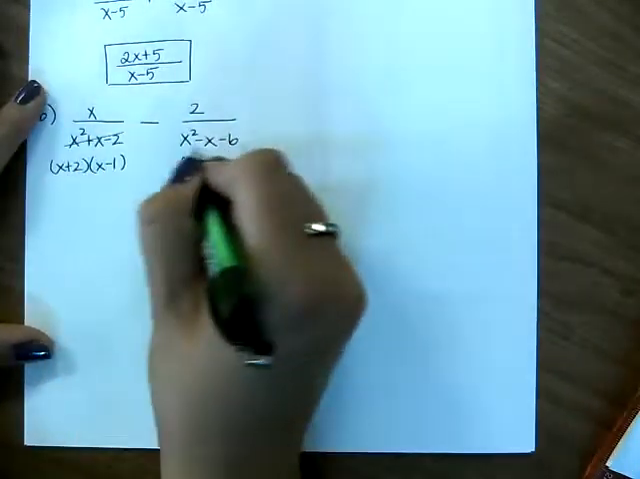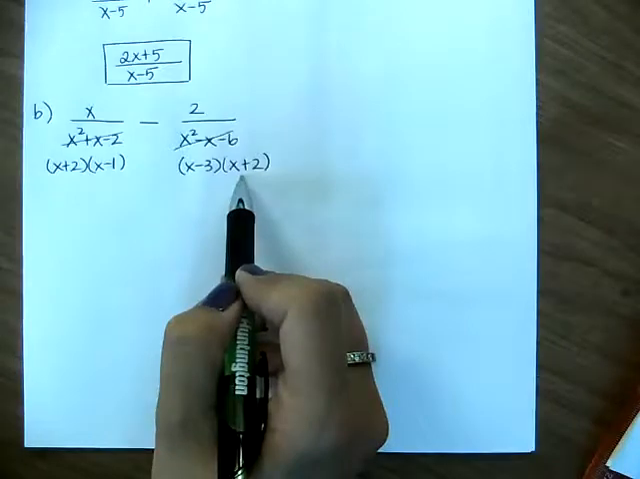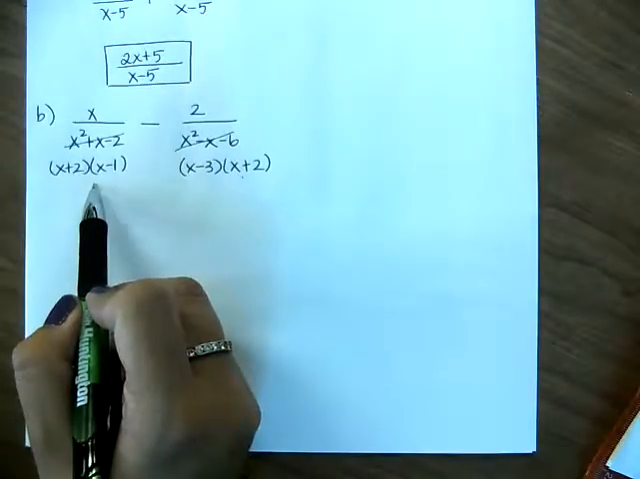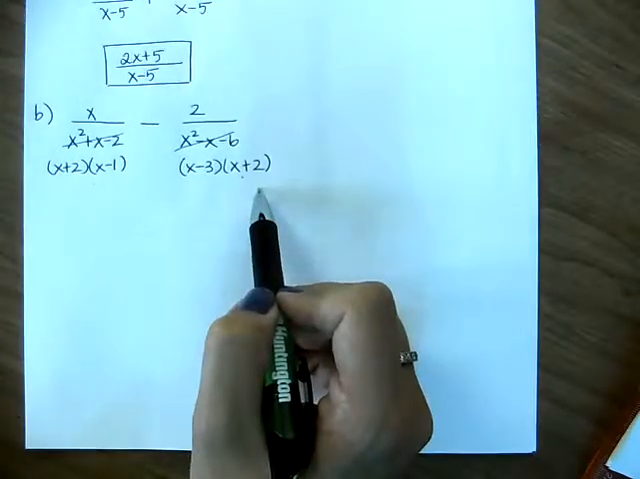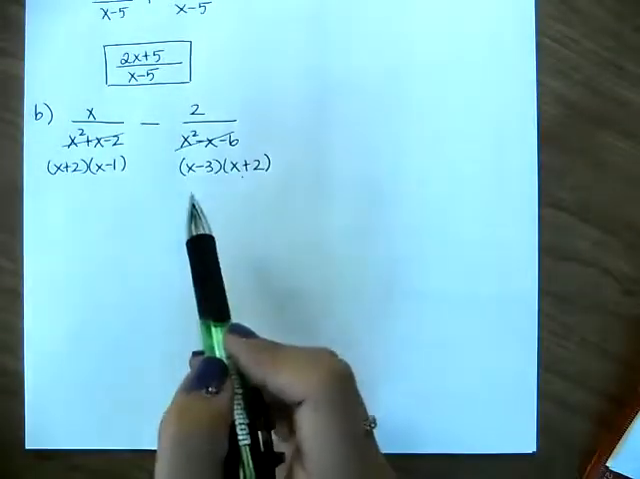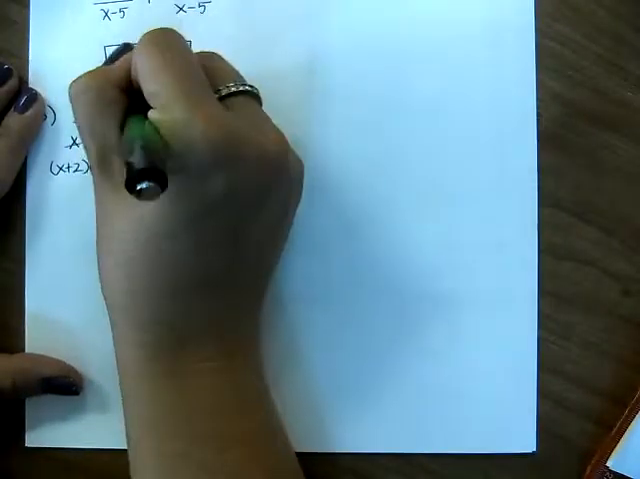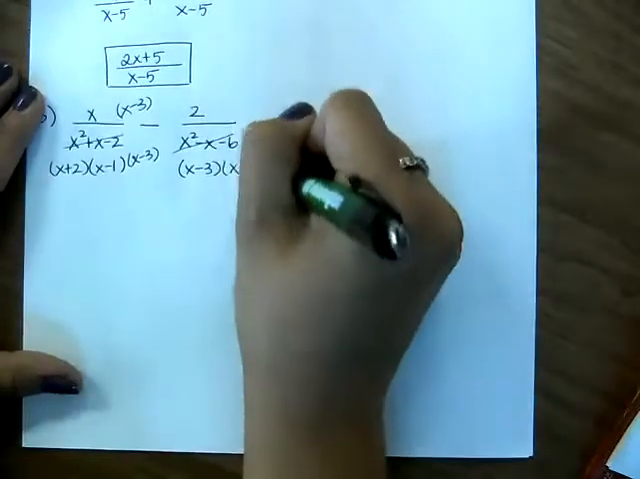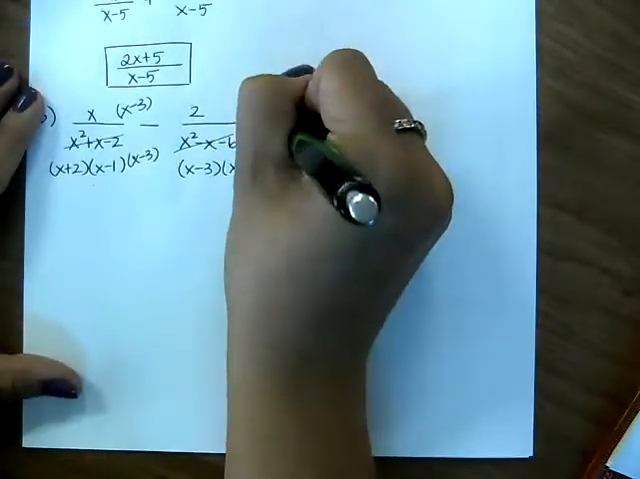So now what I notice is I have this x plus 2 factor in common. Okay, so I don't have to worry about that. Over here I'm missing an x minus 3, right? And on the right side I'm missing an x minus 1. So that's what I'm going to multiply by. So my common denominator is going to be x plus 2 times x minus 1 times x minus 3. So this piece needs an x minus 3. Remember, you have to multiply it in the numerator and the denominator. And on the right side we need an x minus 1.